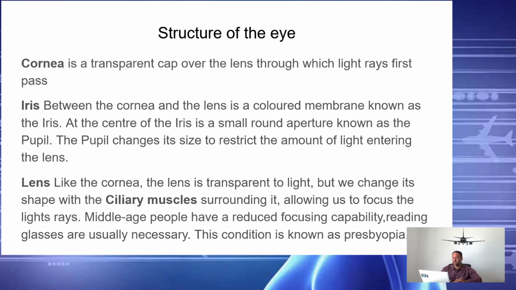Lens. Like the cornea, the lens is transparent to light, but we can change its shape with the ciliary muscles surrounding it, allowing us to focus the light rays. Middle-aged people have a reduced focusing capability. Reading glasses are usually necessary. This condition is known as presbyopia.